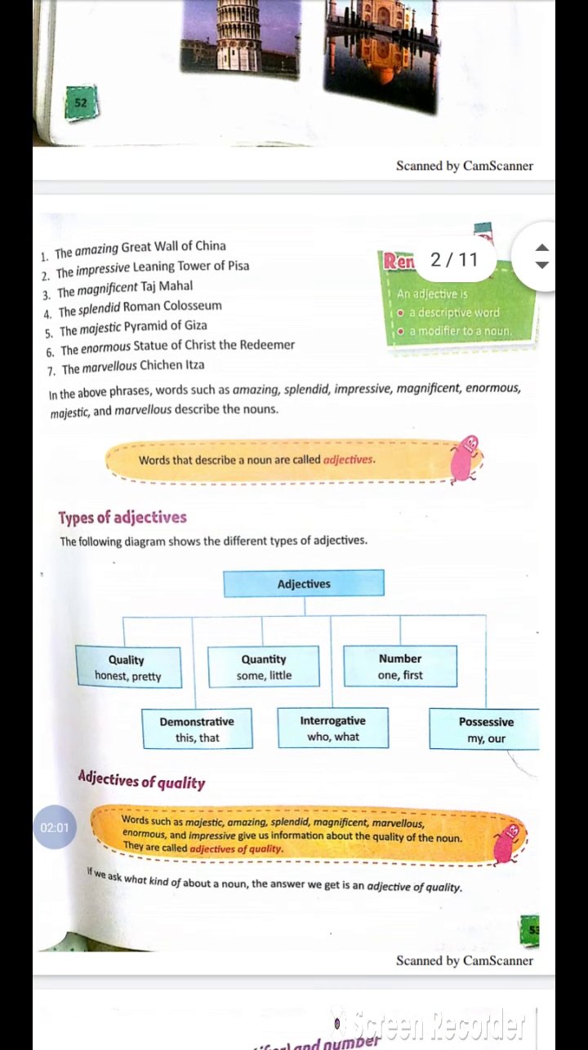Types of adjectives are quality, quantity, number, demonstrative, interrogative, and possessive. What are adjectives of quality? Words such as majestic, amazing, splendid, magnificent, marvelous, enormous, and so on give us information about the quality of the noun. That is why they are called adjectives of quality.